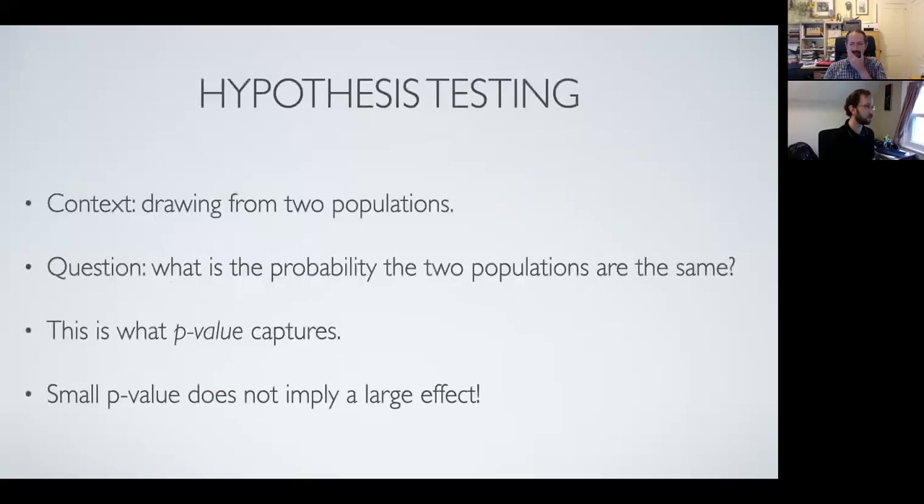So in general, this is called hypothesis testing. You're drawing from 2 populations, and you want to know what's the probability that the 2 populations are the same. This is what the p-value captures. A really important distinction here is that the p-value captures the probability that the 2 groups are the same. It does not capture how big the difference is. For that, you need something called effect size.